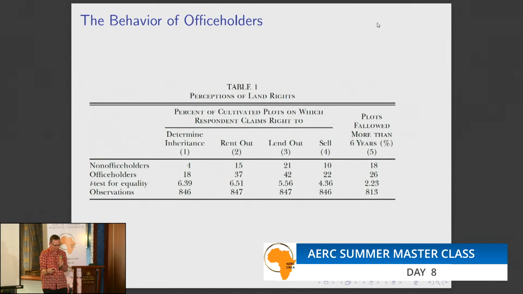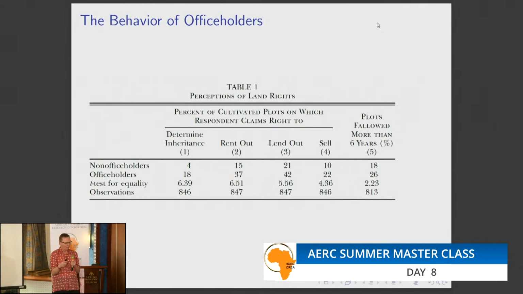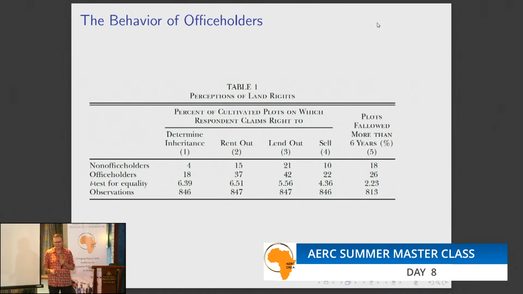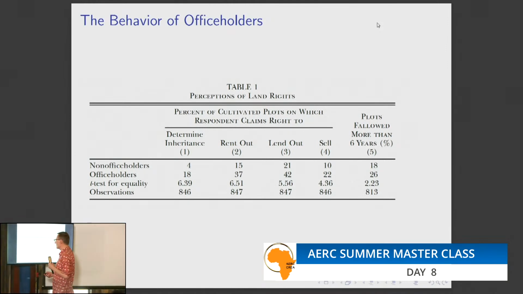Women are more insecure, so what do they do? They don't fallow, they keep farming, because that's a way of establishing your de facto property rights. But if you leave the plot fallow, you risk it being reallocated by some chief to somebody else. So that's the story in a nutshell.